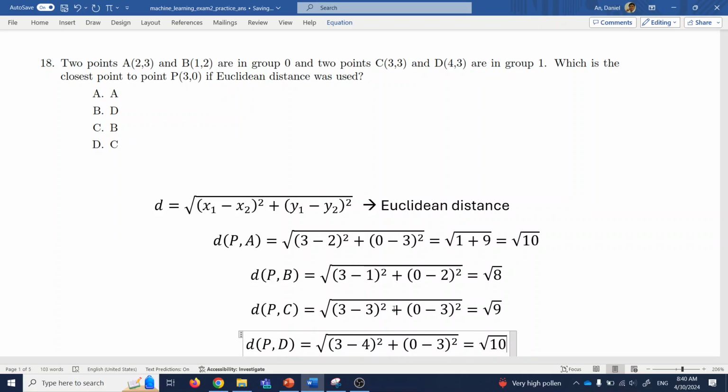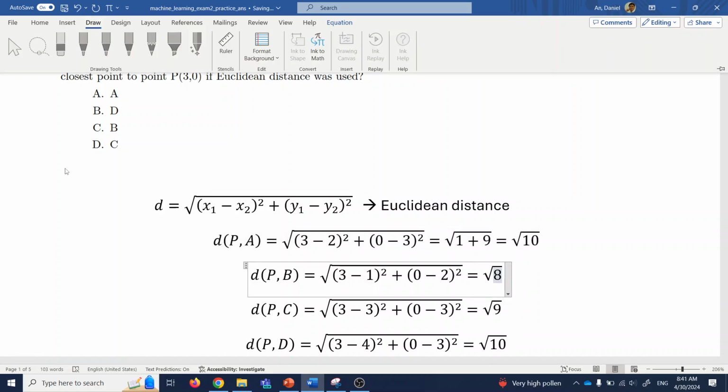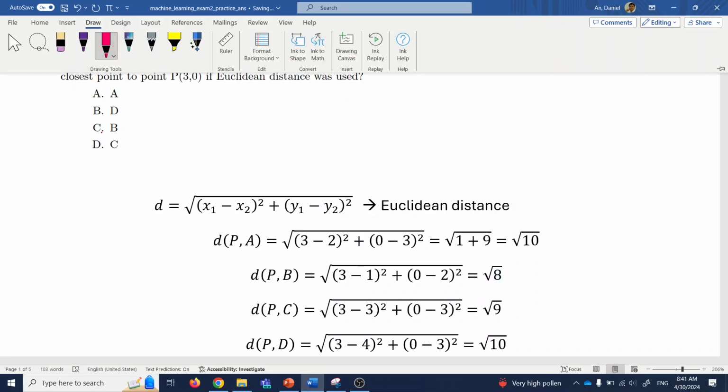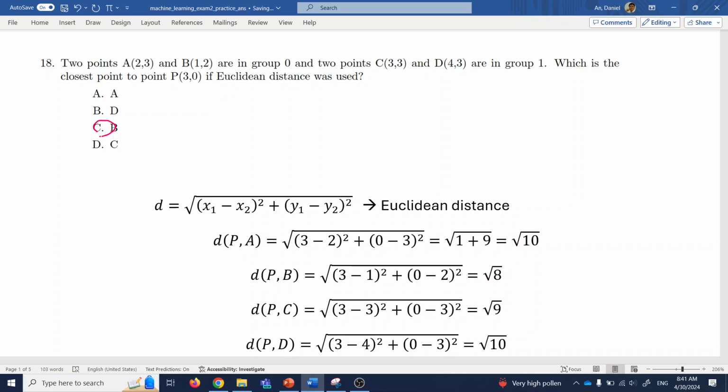Okay, question. Which one is closest? B, right? This one is square root of 8. That's smaller than the other ones. So the answer will be this one.